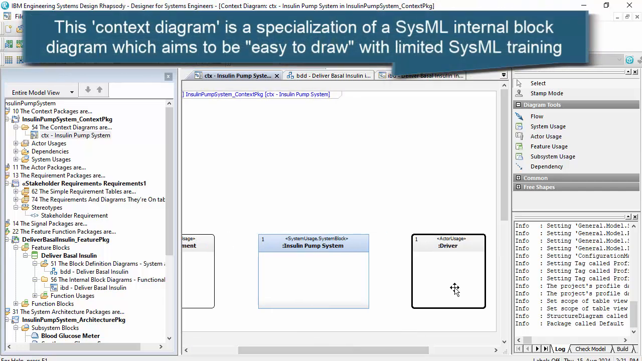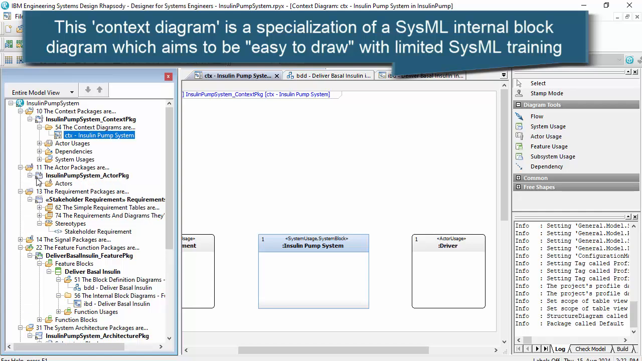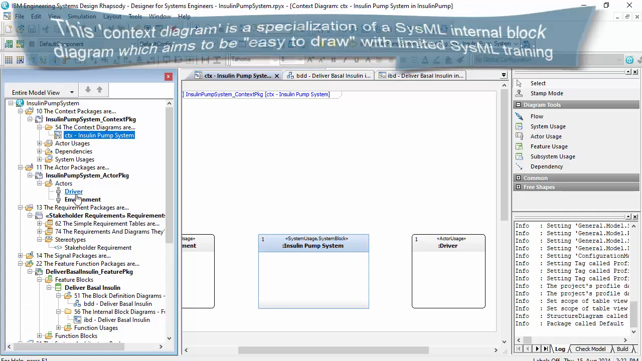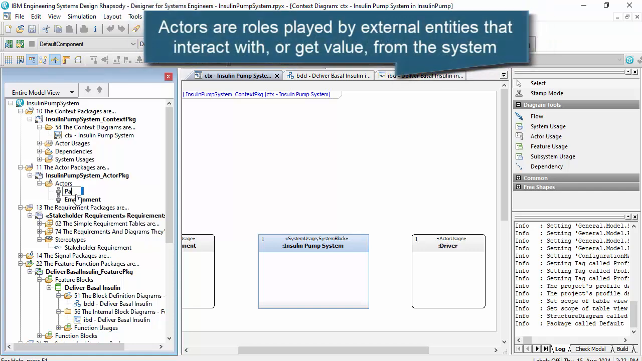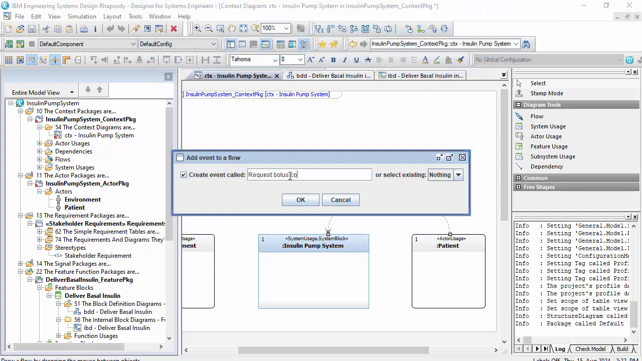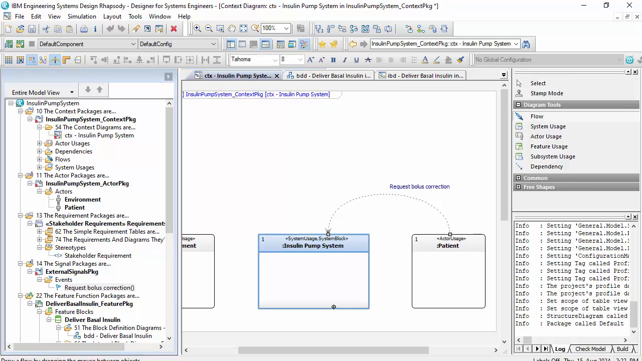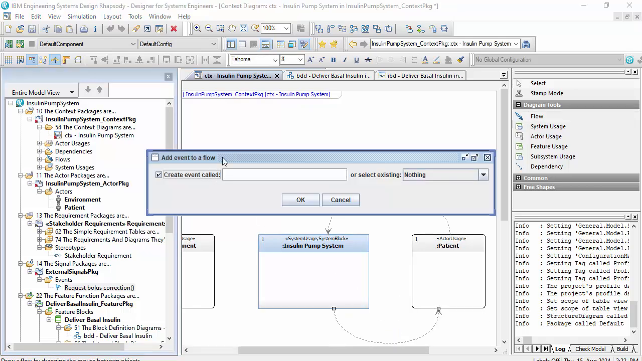This is an internal block diagram and it's got parts which are typed by actors. Obviously I haven't really got drivers using an insulin pump system. I've probably got a patient. So if I rename that actor as a patient, I could say that there's an interaction between the patient and the system. The patient requests a bolus correction and the system delivers insulin.